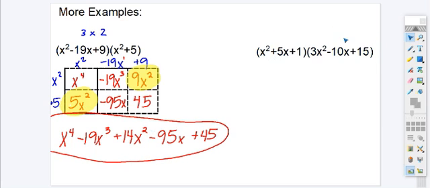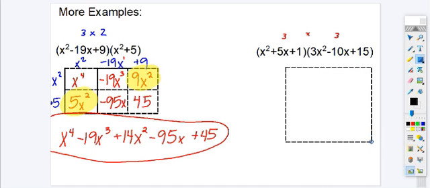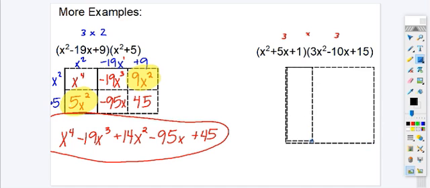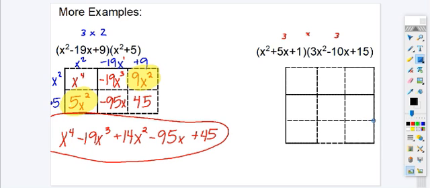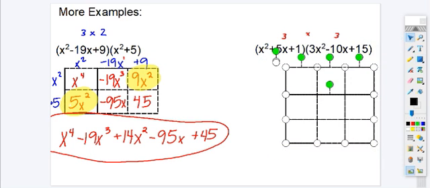Now let's do the same thing with this one. So this one, we have 3 terms in the first one, 3 terms in the second one. So I got to have a 3 by 3 box. So draw your box. Doesn't have to be perfect. 3 by 3. Alright, so I got my 3 by 3 box drawn. Lock it in so it doesn't move anywhere.